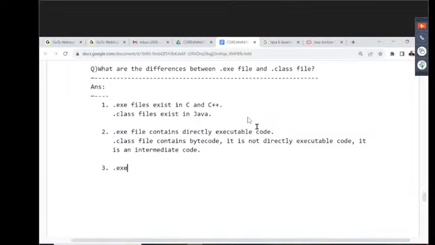Next one is, an .exe file is a platform dependent file. An .exe file contains local operating system representations, whereas a .class file is a platform independent file. Why? Because it doesn't have any local operating system representations. It contains only neutral bytecode. Later on, it will be converted to local operating system representations.